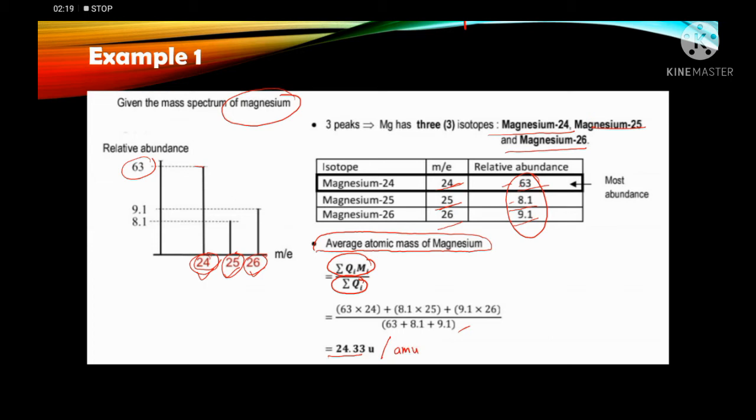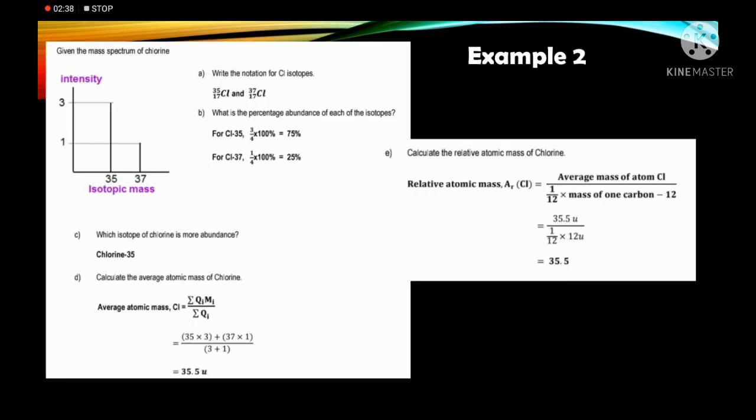This is how you can get marks. The first mark is you put the formula. The second mark, you put the values correctly. And the last mark, you get the answer with the unit correctly. So this is the simple example for mass spectrum. Alright, now we go for the second one.